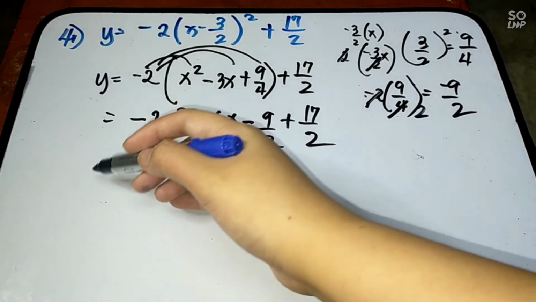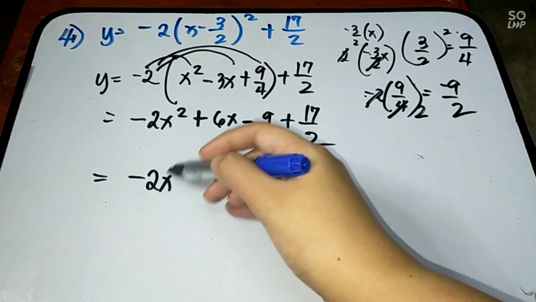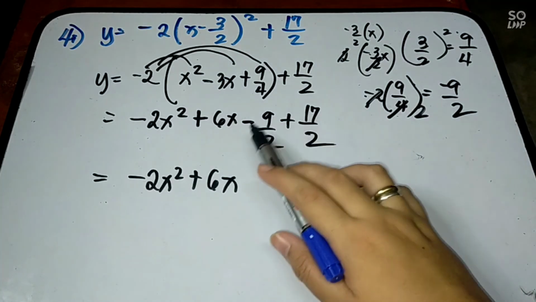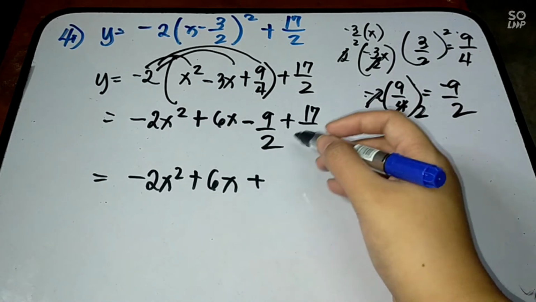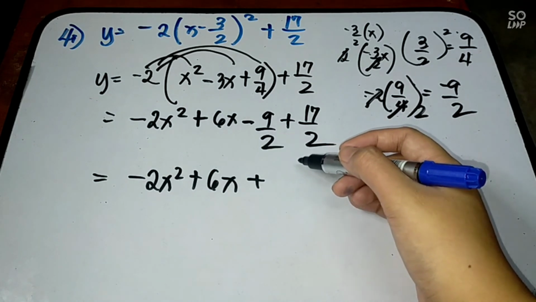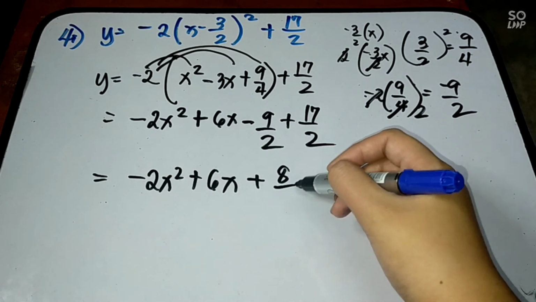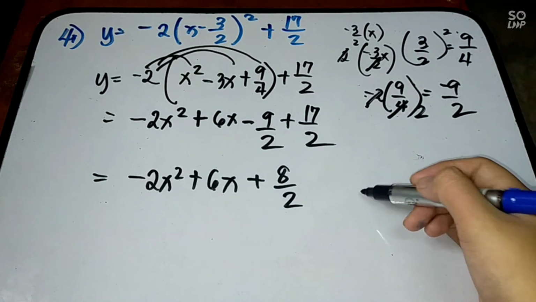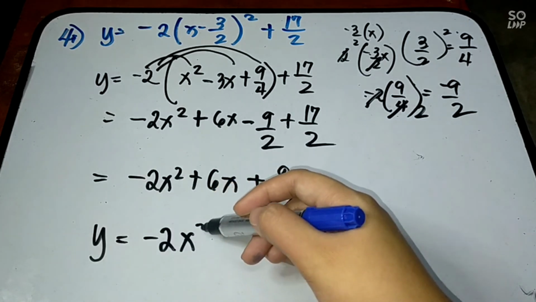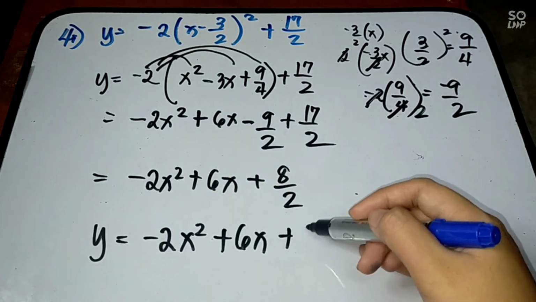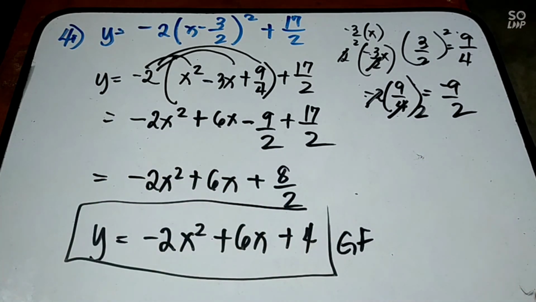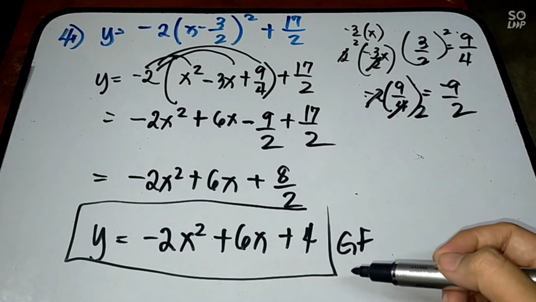Then, combine like terms. We have here negative 2x squared plus 6x. Since one is negative and one is positive, we subtract. So, it becomes positive 17 minus 9. The answer is positive 8 over 2. 8 divided by 2, the answer is 4. So, we have y is equals to negative 2x squared plus 6x plus 4. This is now your general form. Is it clear? So, you now have the general form.